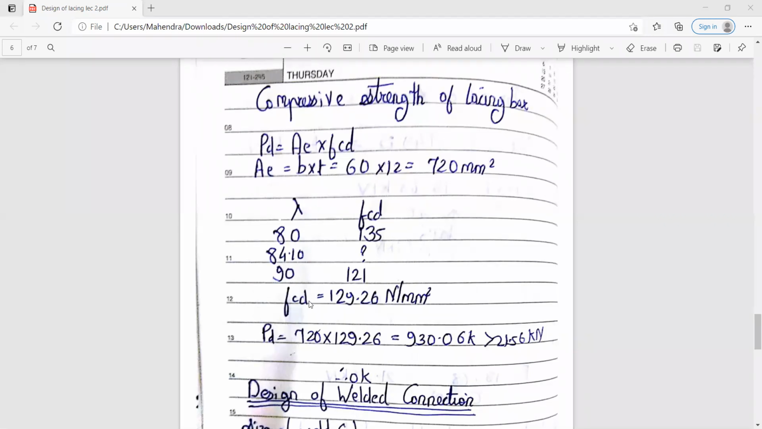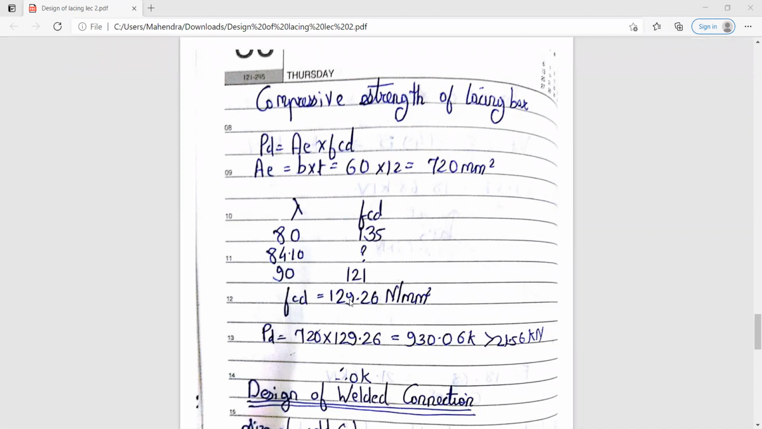Then you need to calculate fcd from your IS code, from table number 9C, page number 48. So fcd you get is 129.26 by using the method of interpolation. From that you can calculate Pd. So the value of Pd comes to 930. So it is greater than the value of the force. So here it is okay.